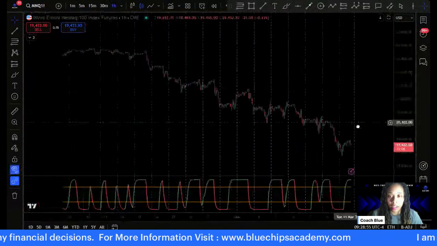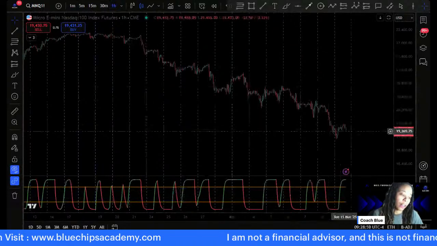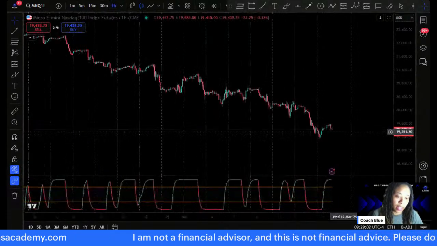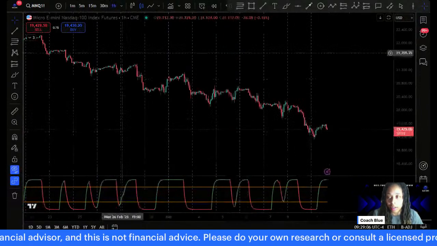The market has been in a downward slope for quite some time, and this is the great thing about trading NASDAQ futures: you can take advantage whether the market is going up or down.